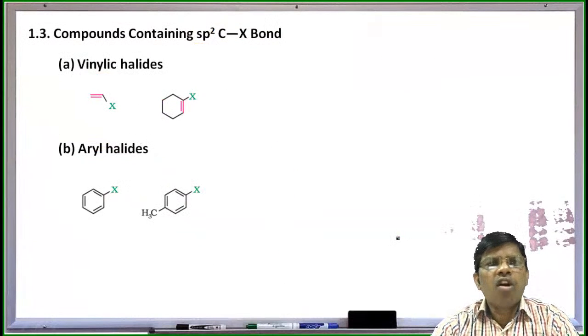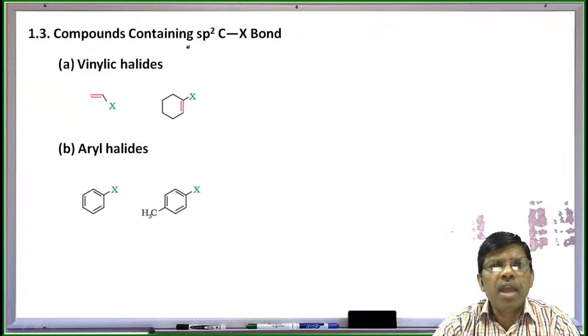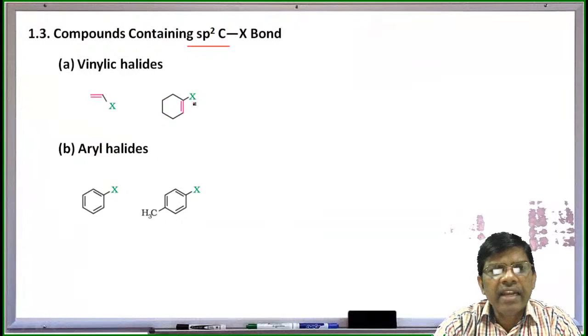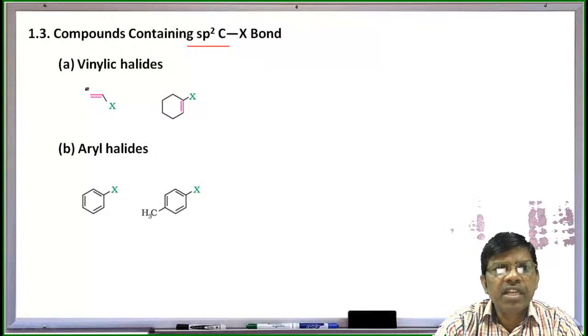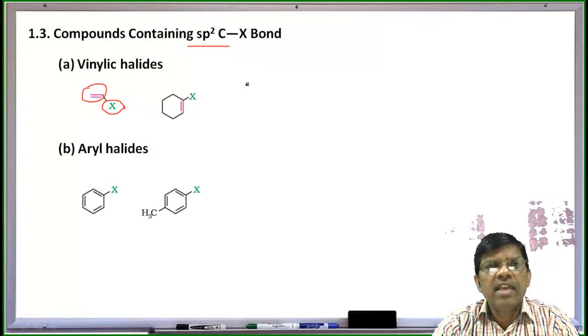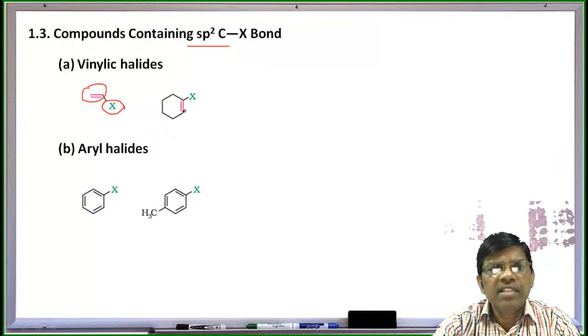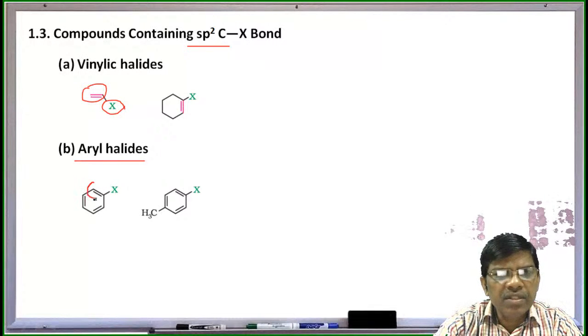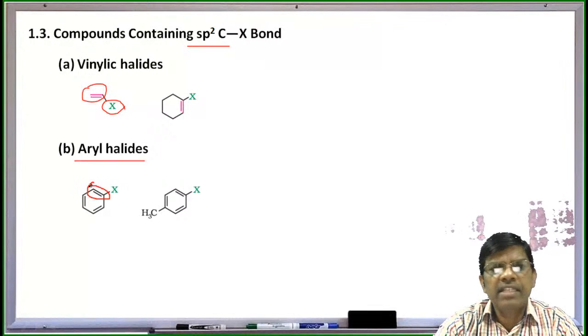Next, compounds containing sp2 hybridized carbon. For example, vinyl halide, and cyclohexene halide. This is the vinylic position. When the halogen is directly attached to a double bond carbon, it is known as a vinylic halide. This is also a vinylic type halide. And aryl halides: the halogen is directly attached to a double bond containing carbon. In benzene also, a vinylic type halogen is present.